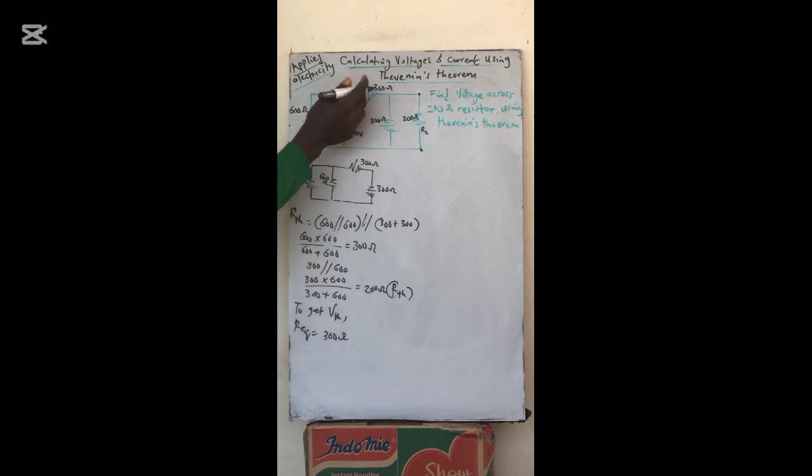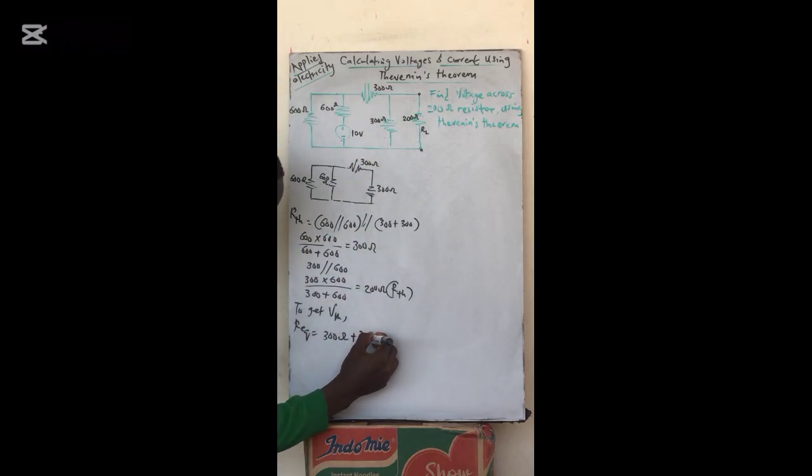So we have 300 plus 300. 300 plus 300 will give us what? 600. It's just step by step, one after the other. There's nothing difficult there. So now we've gotten our resistance.